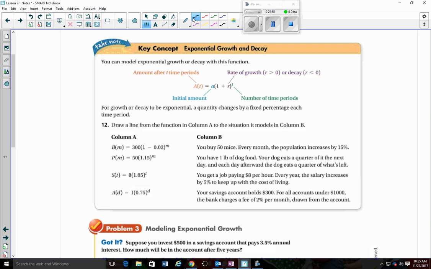But let's say you buy 50 mice. Well, the fact that you're buying 50 mice, that's an initial value, so that has to be the number in front. So wherever you're starting is always the number in front. And then it increases by 15%. The population of mice increases by 15% each month. So I'm going to have 1.15 because my rate is 15%, which is 0.15 as a decimal.